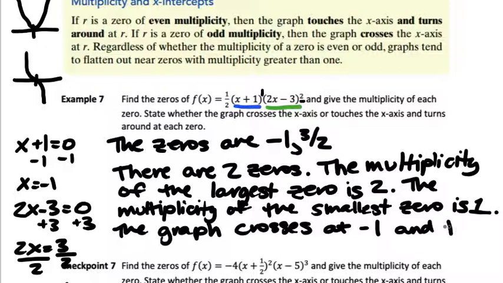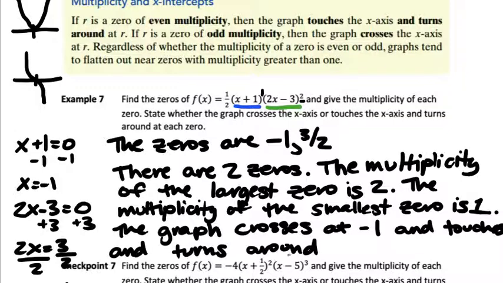So that means the graph crosses at -1 and touches and turns around if the zero has even multiplicity. 2 is an even number, so at the larger zero, 3/2, is where it's going to touch and turn around. Both zeros might be crossing, or they might both be touching and turning around. It just depends on what the graph looks like.